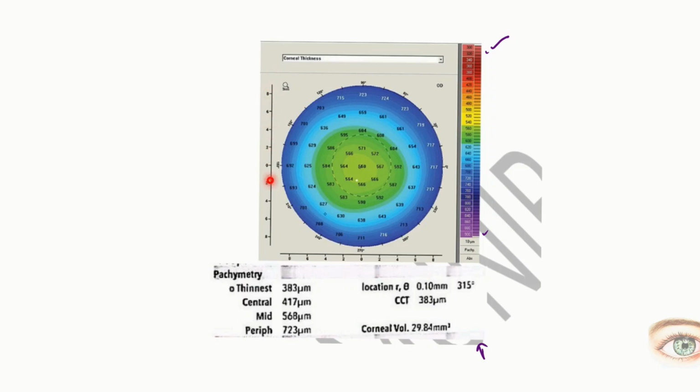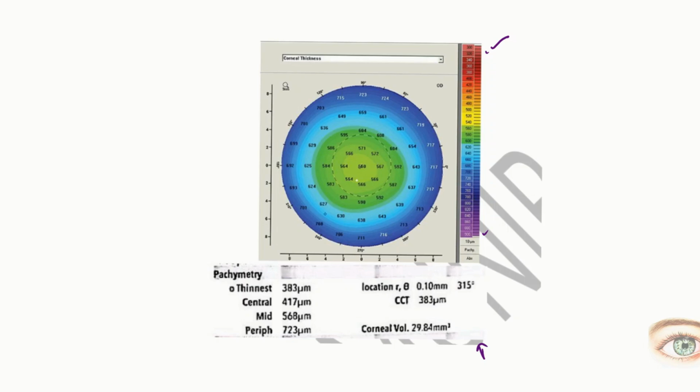So, what does this tell us? We have this y-axis and x-axis, and we also have some meridians right over here. This is a right eye map, and these axes are given for us to locate the thinnest point. Now, first, look into these readings. This point right over here tells us the thinnest point. Do not ever confuse the thinnest point and the central point. We know that the thinnest point usually lies in the center, but not in every case.